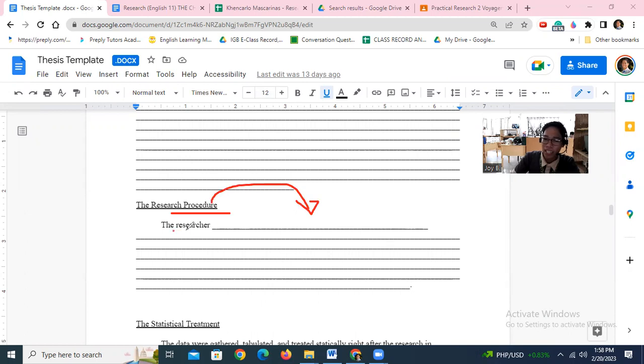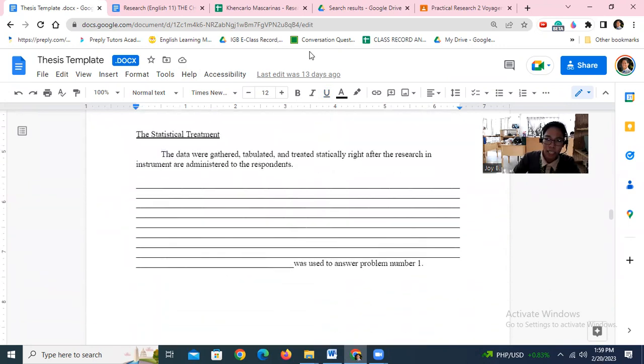So, you will say the researcher went to the school, anong klaseng school? So you can say for the Tagbitan Ag, you say the researcher went to Tagbitan Ag National High School. They give information to the students, so on and so forth. So this is the way how you write the research procedures. Again, you need to write here ano ang dapat gawin, ano ang ginawa during the acquisition or pagkuha ng data.